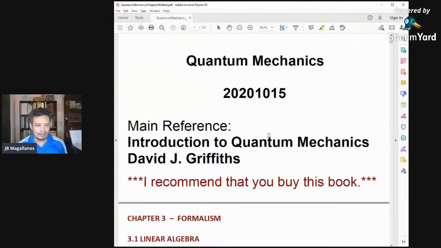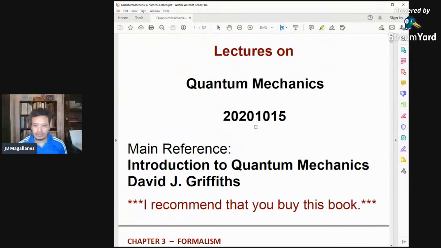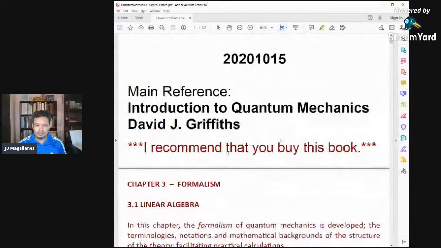So anyway, to start with, the lectures will be again. First, before that, I'd like to again tell you about the main reference of this lecture. We are using Introduction to Quantum Mechanics by David J. Griffiths, and this book is recommended for you.